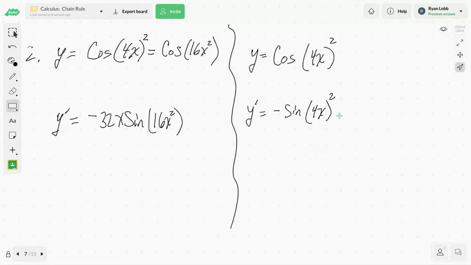Times the outer function, derivative of 2. Inner function stays the same to the first. What's this here? Well, this is 4x. And then times the derivative of 4x, which is 4. And you can see here that you clearly get the same thing. 8 times 4 is 32. I get negative 32x.